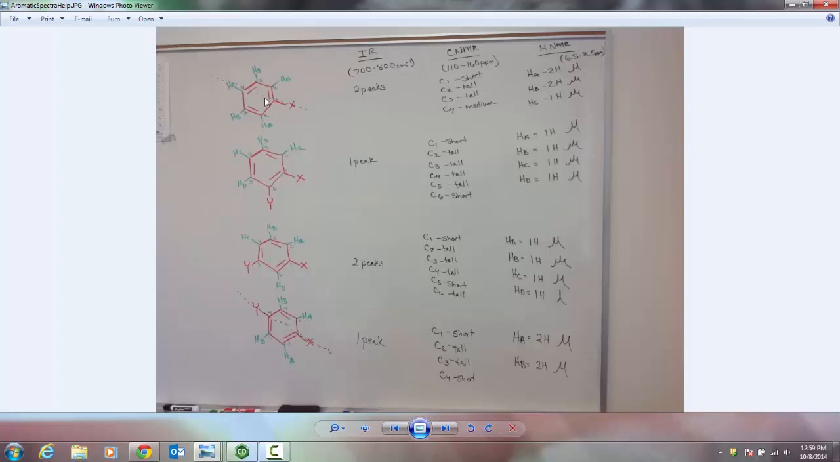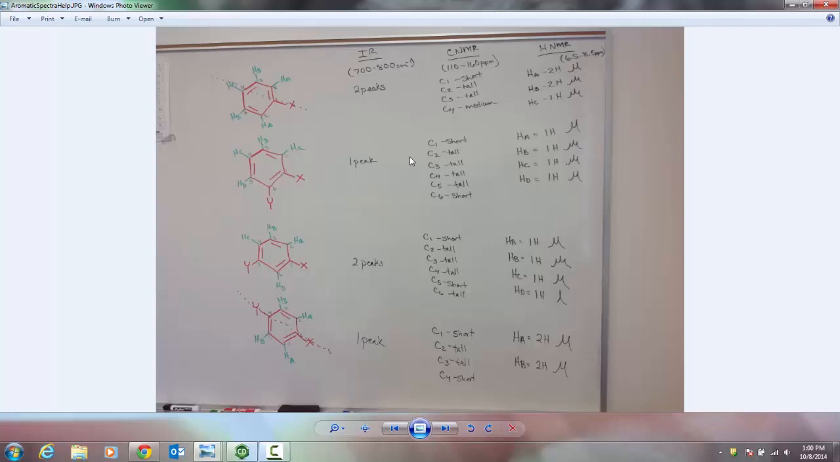And carbon 2 has some symmetry, so it's a little taller, as does carbon 3. It's got an equivalent carbon, and so it's also a little taller. So what you're going to see in there are the 4 peaks. 1 will be short, 2 will be tall, and 1 will be of medium height.